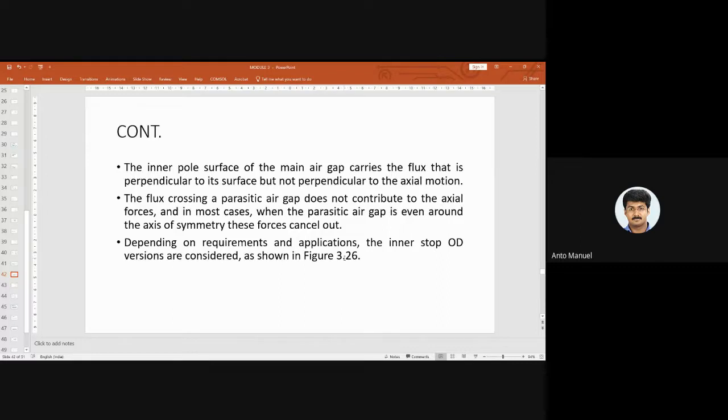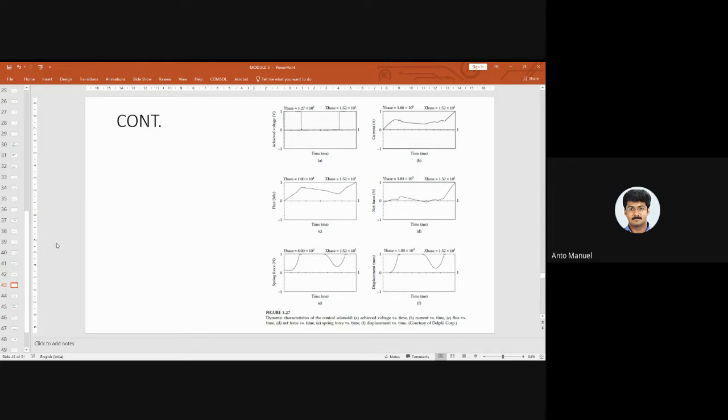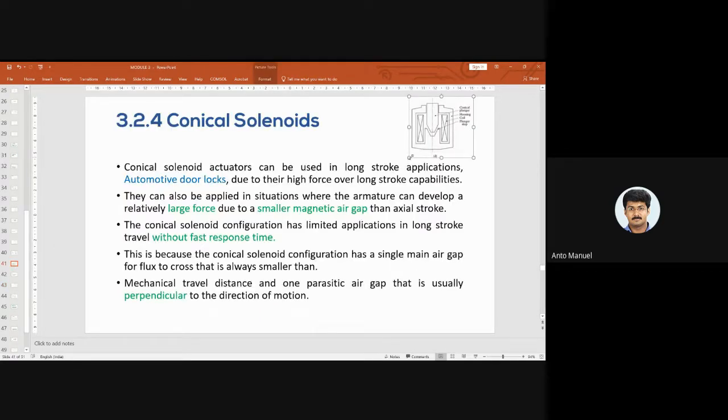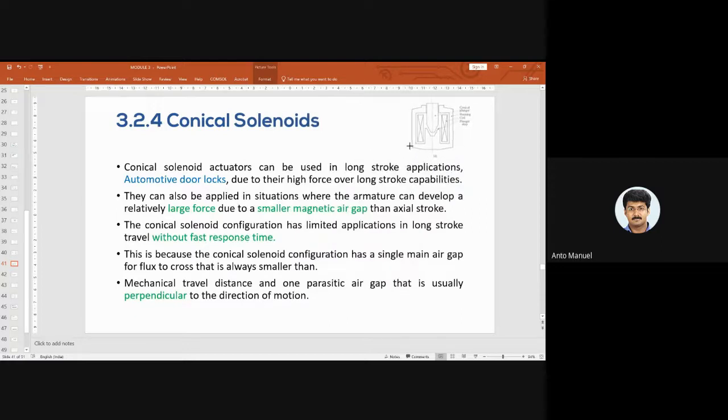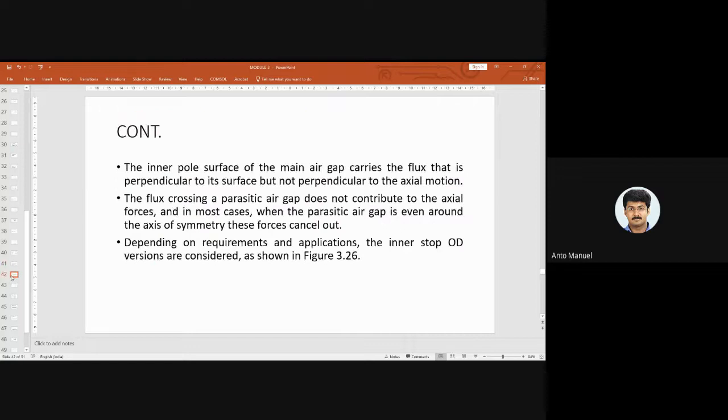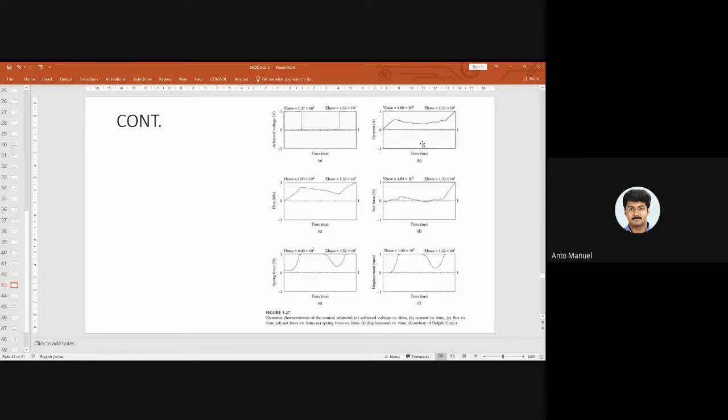Depending on the requirements and application, the inner stop devices or versions are considered as shown in the figure, and this is a static characteristic. This is the figure I mentioned in the last point, the conical plunger solenoid, that we have already looked at, and these are the static characteristics. If you apply the voltage like this, the system is not that responsive. From this flux we can realize that even though the entire applied voltage is removed from the device, it maintains a flux inside the system due to the design.